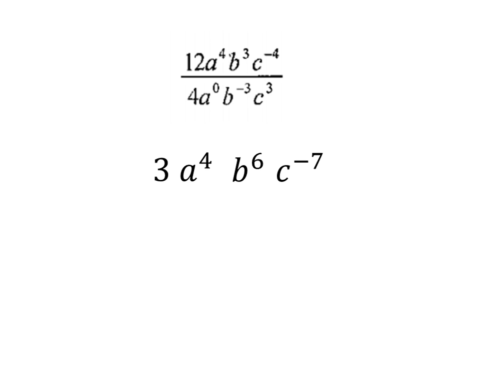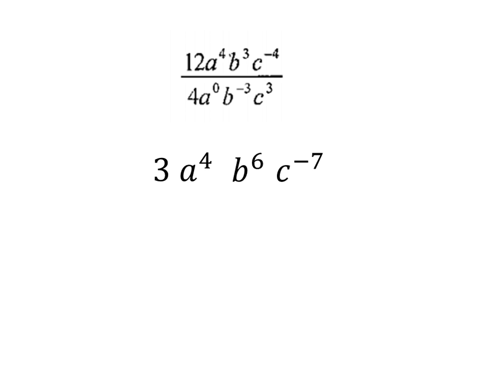Now this would be fine and well. We've simplified this, but they want no negative exponents. And there is a negative exponent now in our expression here. That's 3 times a to the 4th times b to the 6th times c to the negative 7th. This has a negative exponent. Whenever we want to get rid of a negative exponent, we do 1 over c to the 7th, and it becomes positive.